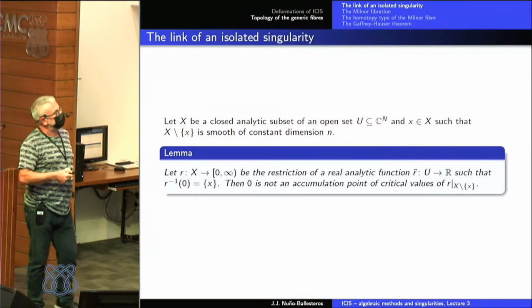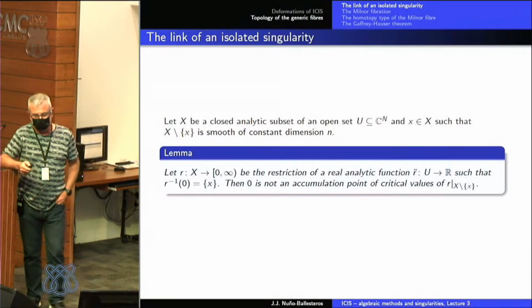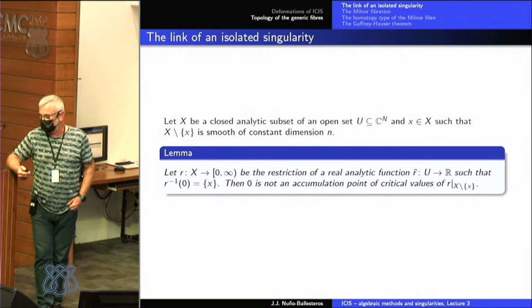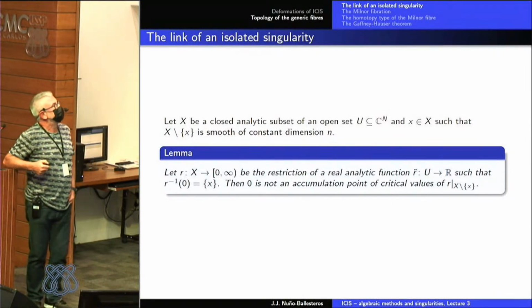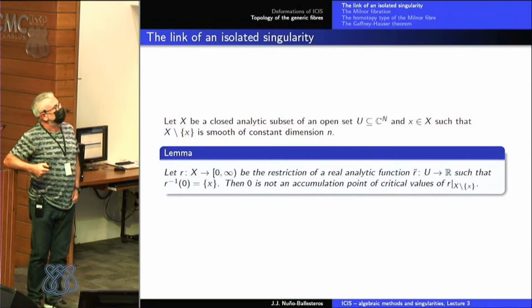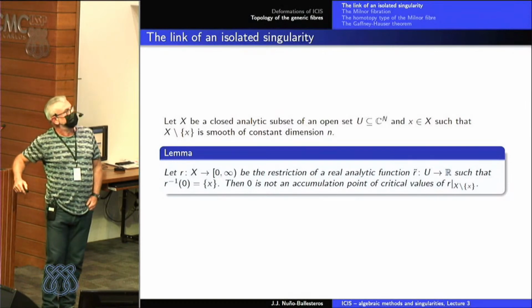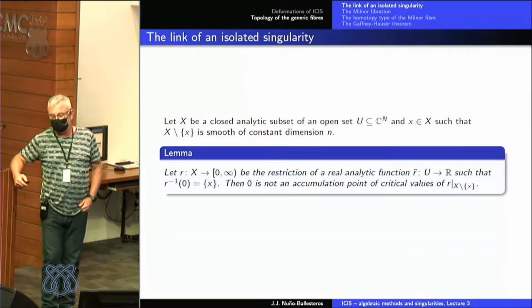So the proof of this lemma is based on a result which is called the curve selection lemma. By using the curve selection lemma, you can prove this. This is not difficult. And the curve selection lemma is a classical result in real analytic geometry.